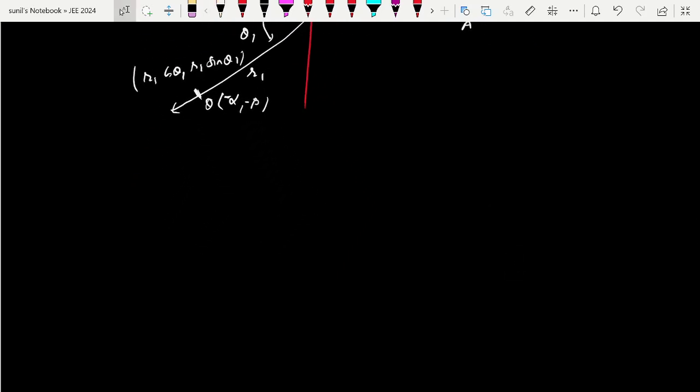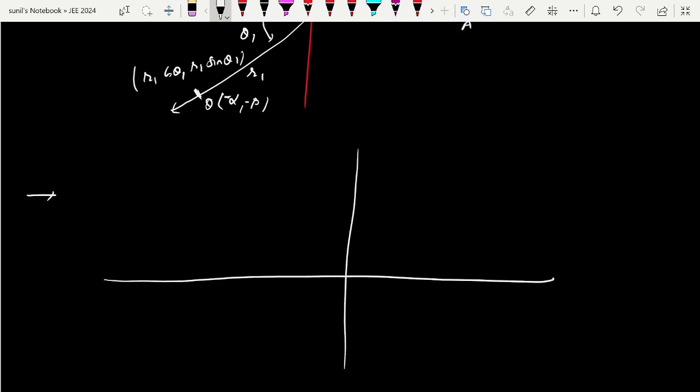Now for instance, I'm considering one situation. Suppose there is a point in the second quadrant whose coordinates are minus 12 comma 5, and suppose inclined at an angle of 135 degree.